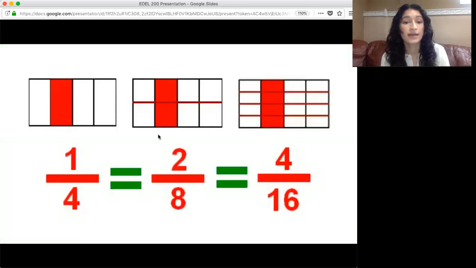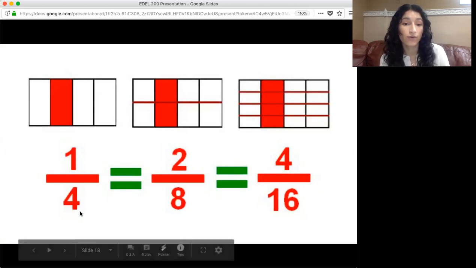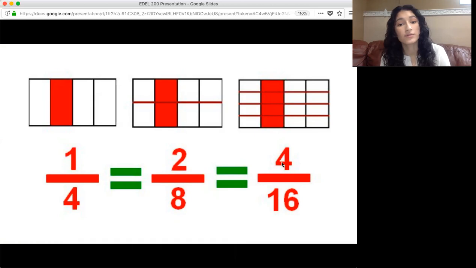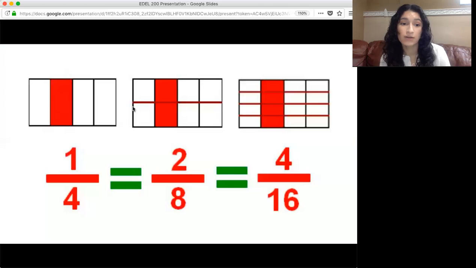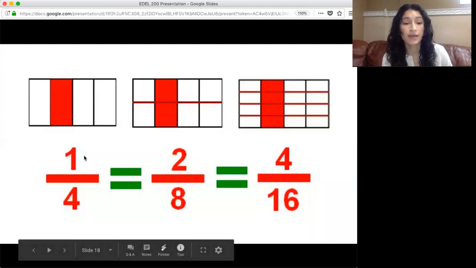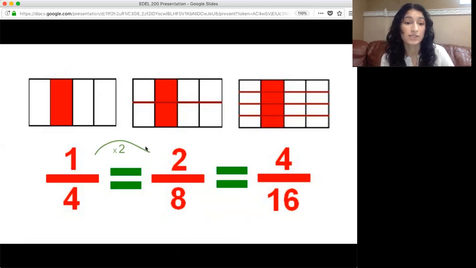So here, furthermore, we can see that 1/4 equals 2/8, which also equals 4/16. And in these pictures, you can also see the same thing, that the area of each whole piece is shaded equivalently. And the shortcut, in order to get to the next equivalent fraction, you can multiply times 2. So here we see that 1 times 2 equals 2, and 2 times 2 equals 4. We'll do the same thing to the bottom. 4 times 2 equals 8, and 8 times 2 equals 16.